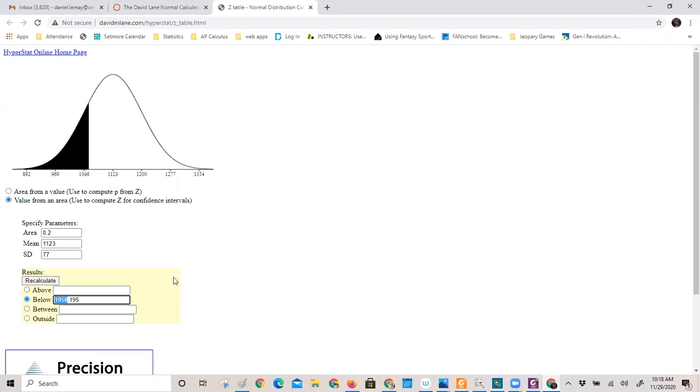Less than 3. Now 3 is off the scale, isn't it? So that is going to be a David Lane problem. 11.8. Now 11.8 is not. That is a David Lane number. And I see that that's 2 standard deviations above. So that'll give me 2.5%.